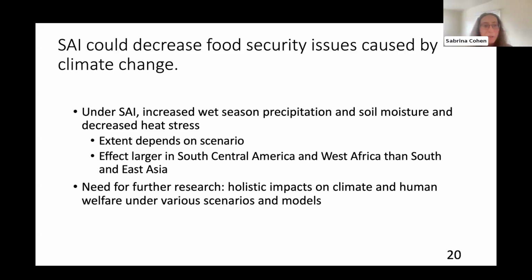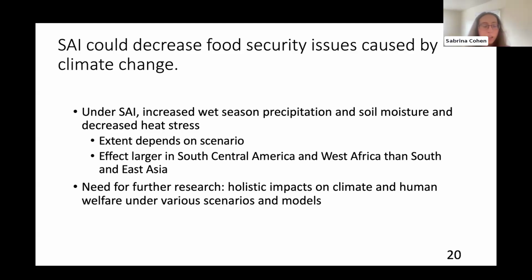But with all of that qualified, under SAI for this study, there's increased wet season precipitation, there's increased soil moisture, and decreased heat stress relative to the climate change scenario. The extent depends on the scenario. So we saw that in general, the SAI scenarios for which we want to keep the global mean temperature more or less the same, more or less keeps precipitation, soil moisture, et cetera, more the same. And then for the extreme cooling scenario, we saw an increase in wet season precipitation, in soil moisture, and a reduction of heat extremes relative to the climate scenario.